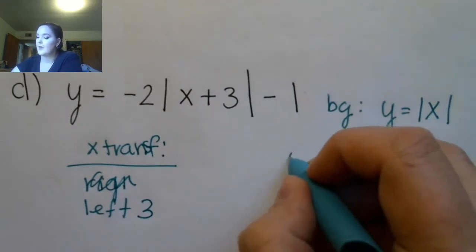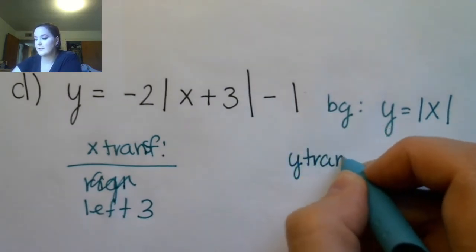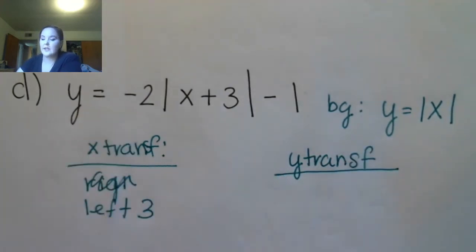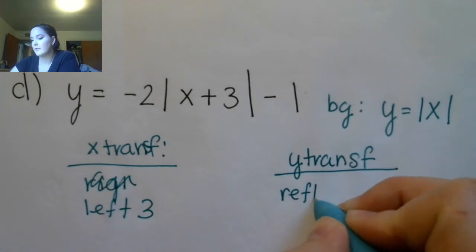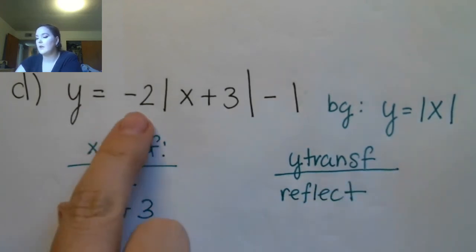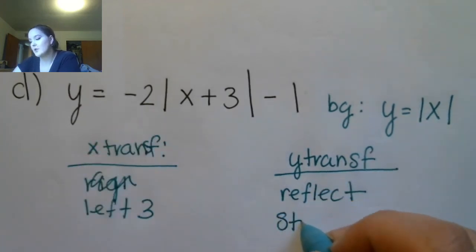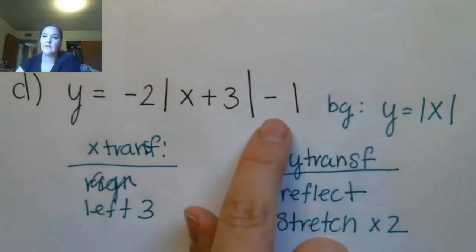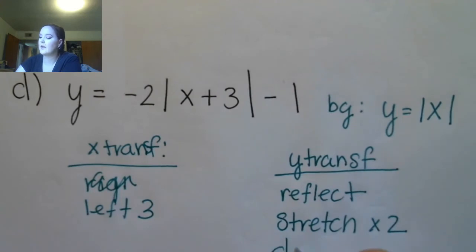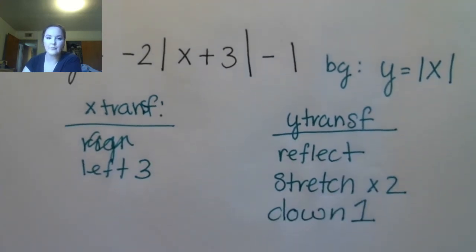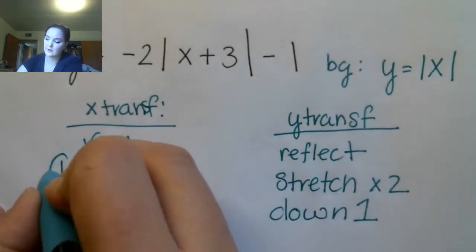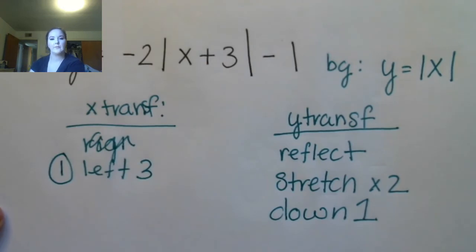Then I'm going to have my y transformations. So I have this negative sign. This is going to reflect. Then I have the 2 that's going to stretch. And then I have this minus 1 that's going to move it down 1. So now we need to pick an order. I like to do the x transformations first, so I'm going to do this one first.